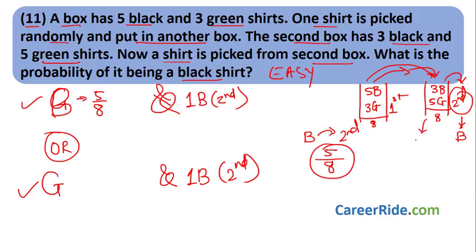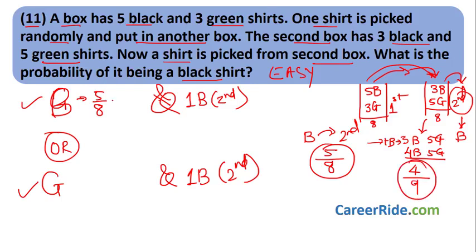Now the second box initially had 3 black and 5 green shirts. This one black shirt gets added. How many black do you get? You get 4 black shirts and 5 green shirts. Now you choose one black from this. What is the probability of choosing one black shirt from the second box? How many black shirts are there now? 4 divided by total number of shirts, 4 black plus 5 green, 9 shirts.